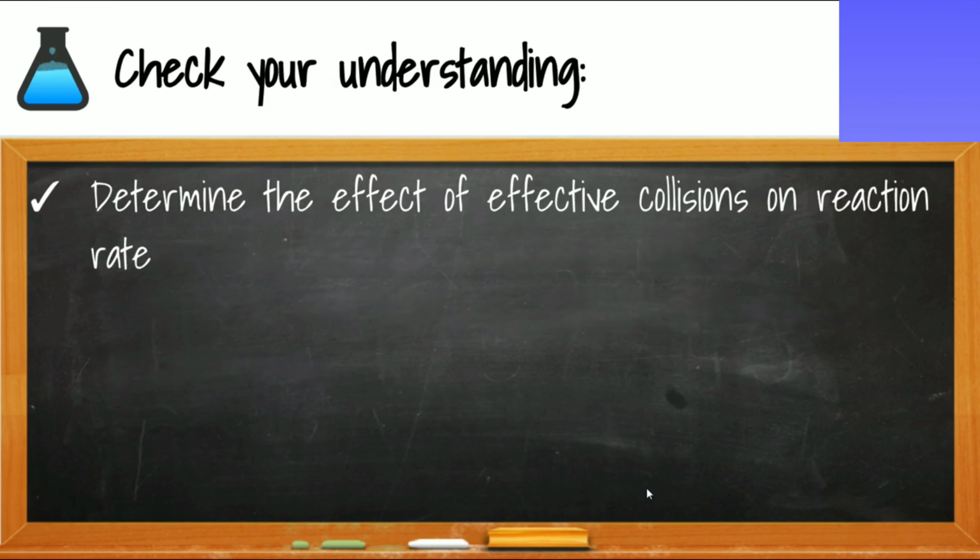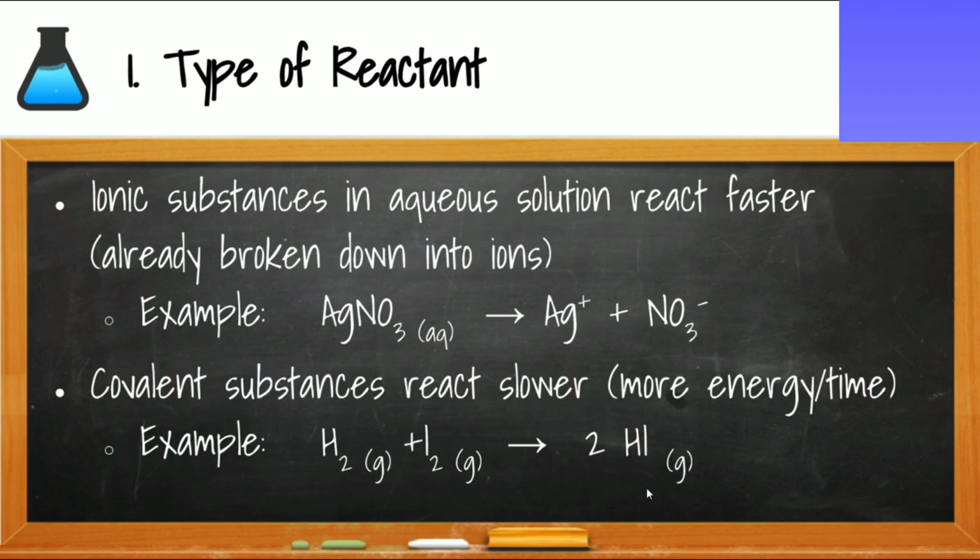Can you summarize how changing the number of effective collisions will change the rate of a reaction?